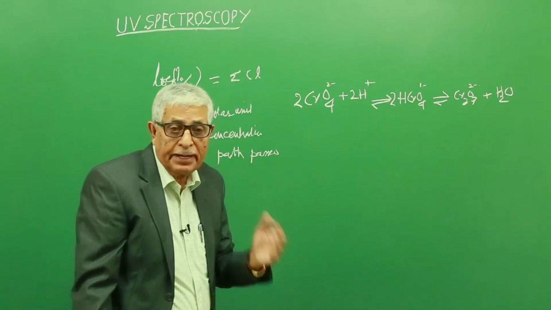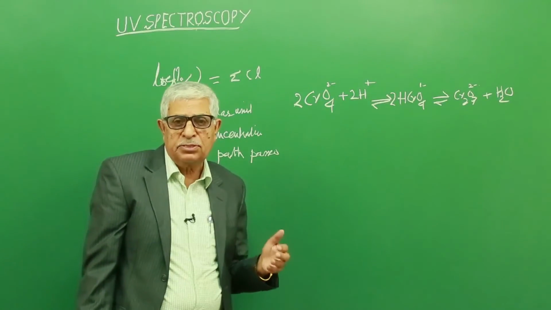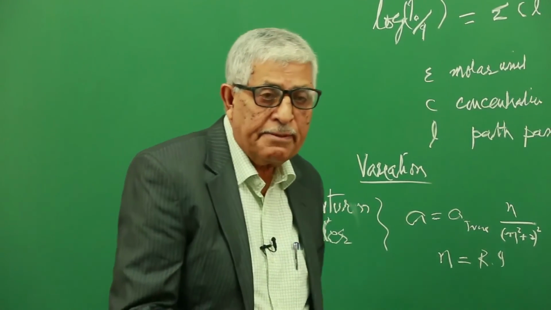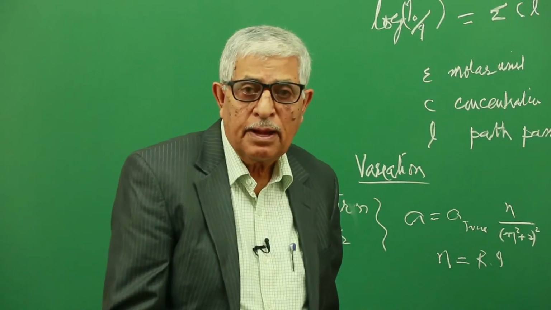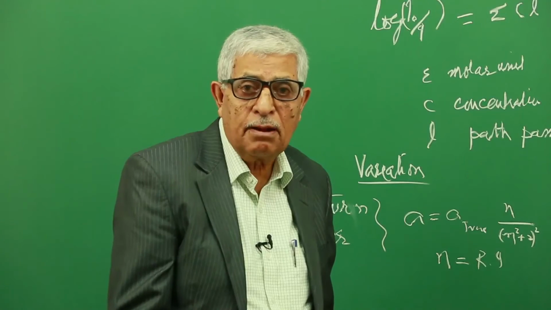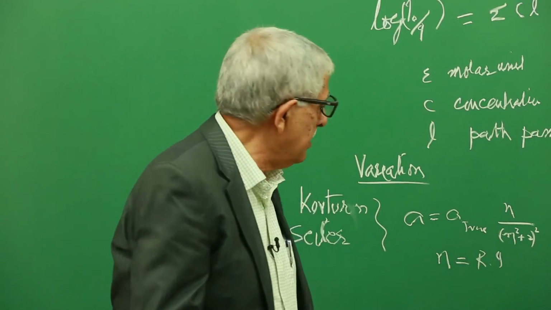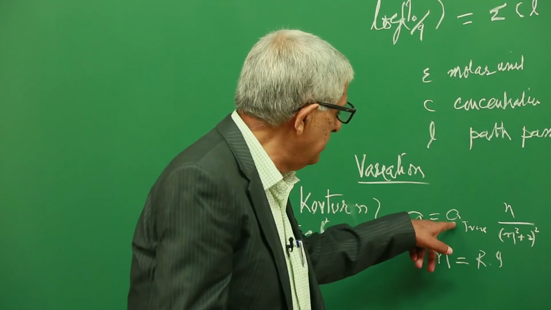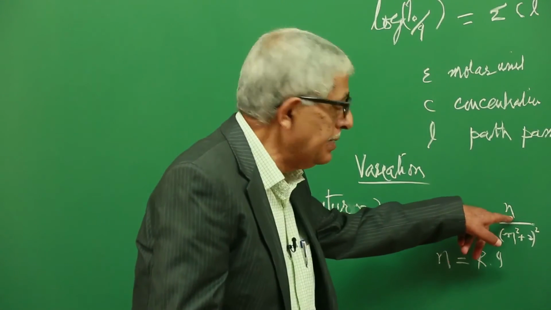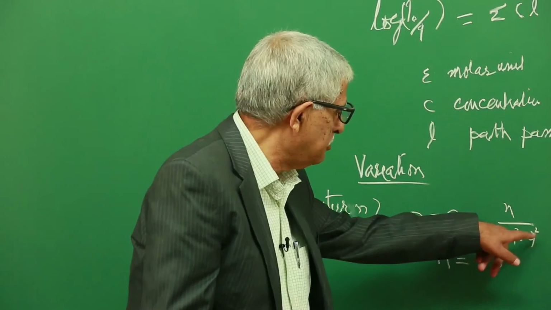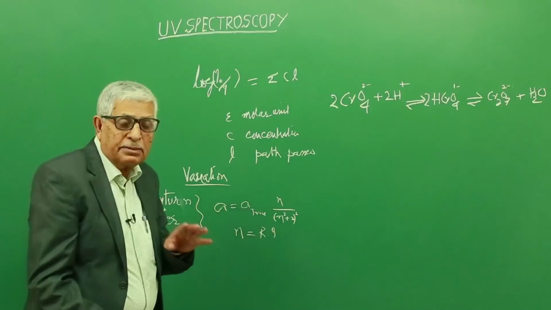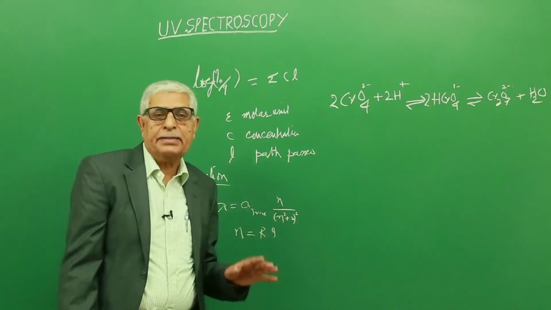What is this refractive index? There were two scientists, Corter and Sealer. They devised that the refractive index plays a role, and that we can modify the Beer-Lambert law, that is, the absorbance, with a correction where n is the refractive index, and the factor is n squared plus 2, whole squared. This is valid, but it is advisable for practical work.